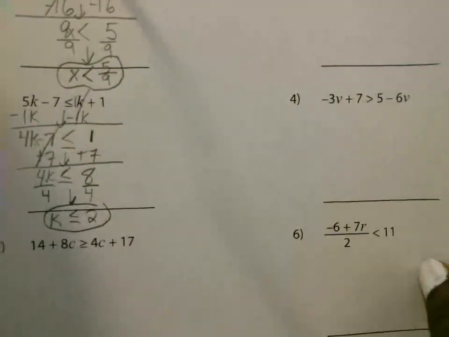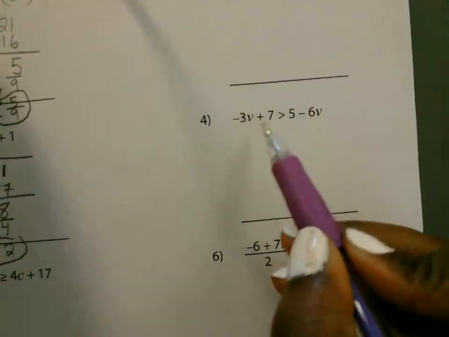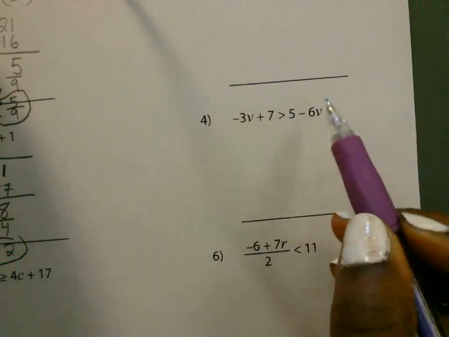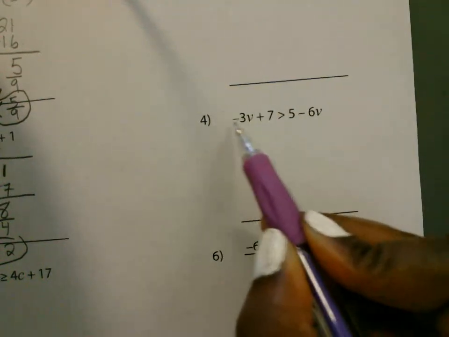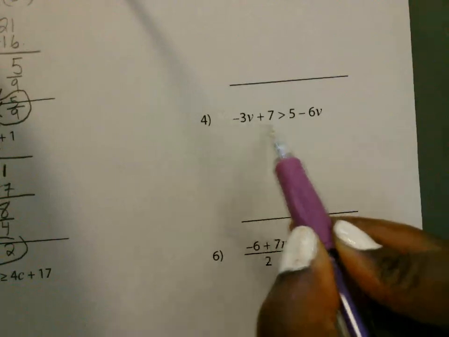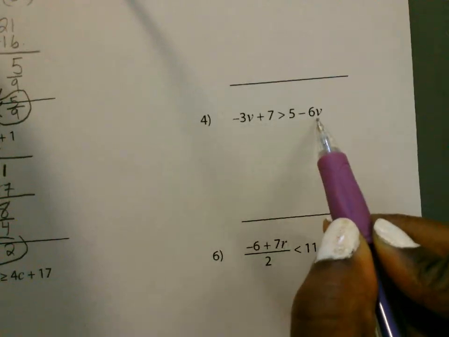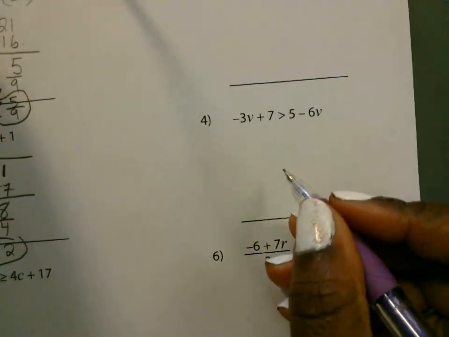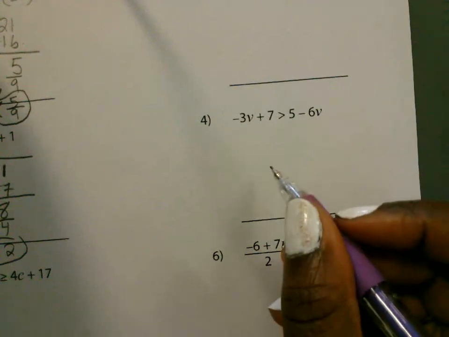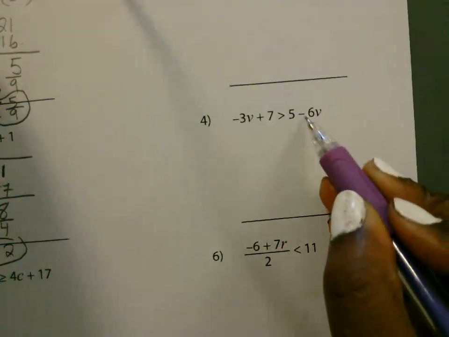Okay. Number 4. We do not have distributive property here, so we can't use distributive property. Combine like terms. You can't combine anything on this side nor on the other. They're not like terms. So now we're going to move the variables to the same side. I'm going to move the smaller one. I'm going to move the negative 6.